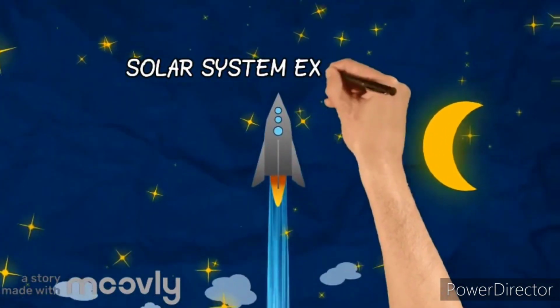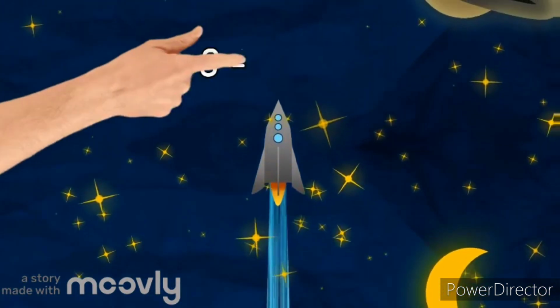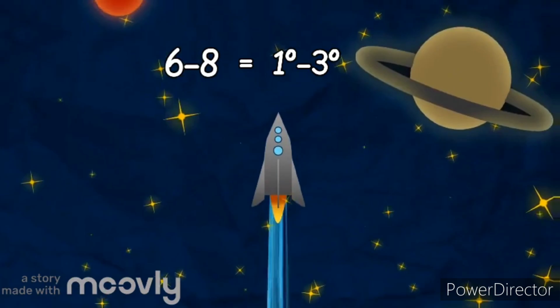Hi everyone and welcome to Solar System Explorers, an activity designed for children between 6 and 8 years old, which is equal to first and third of primary.